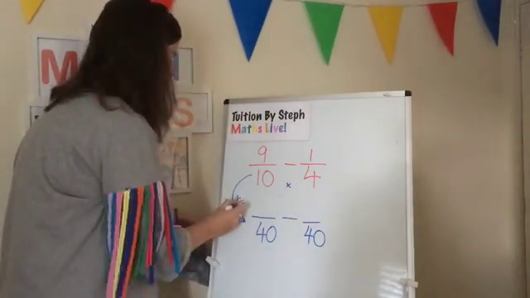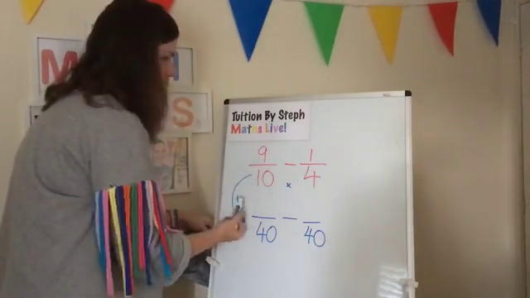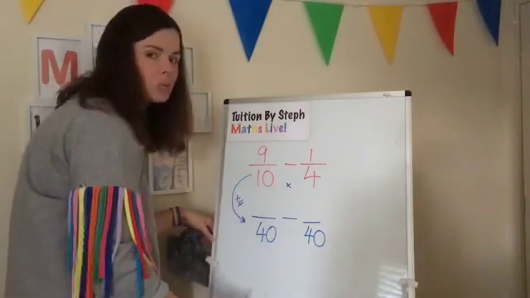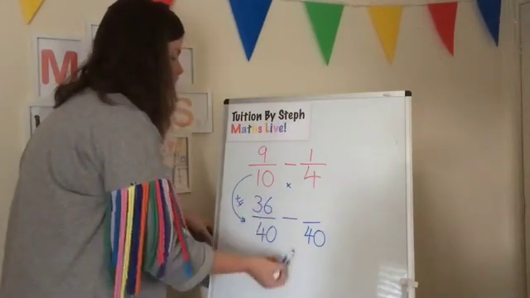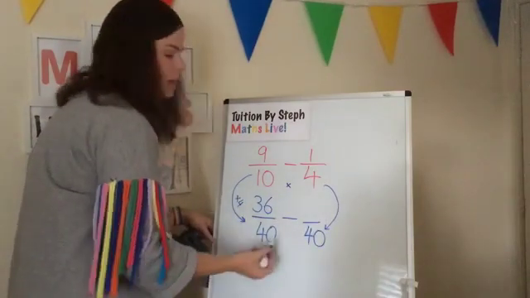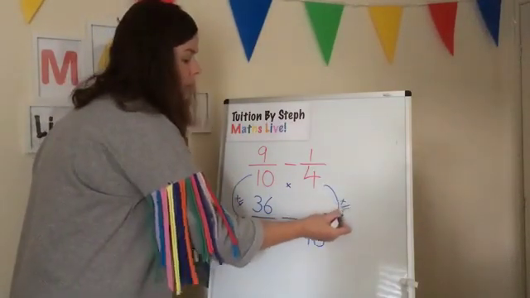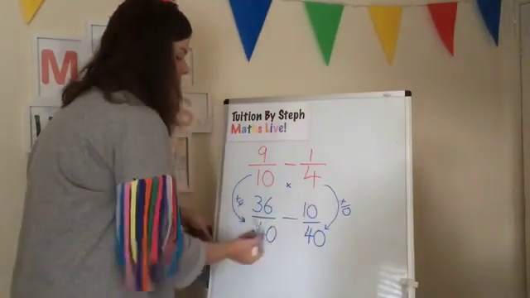10 times 4 is 40. So I do the same to the top. 9 fours. 1 9 is 9, 2 9s are 18, 3 9s are 27, 4 9s are 36. Right. Now, what did I times 4 by to make it into 40? Times it by 10. Do the same to the top. 1 times 10 is 10.